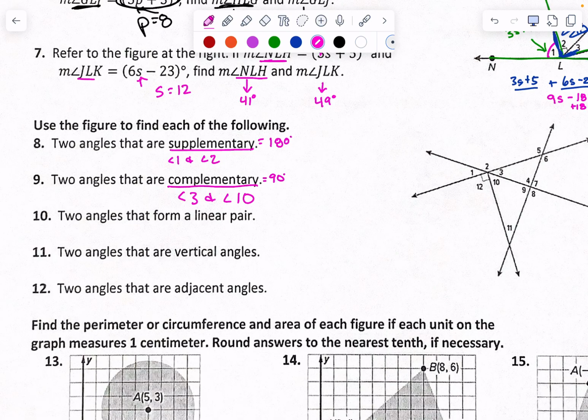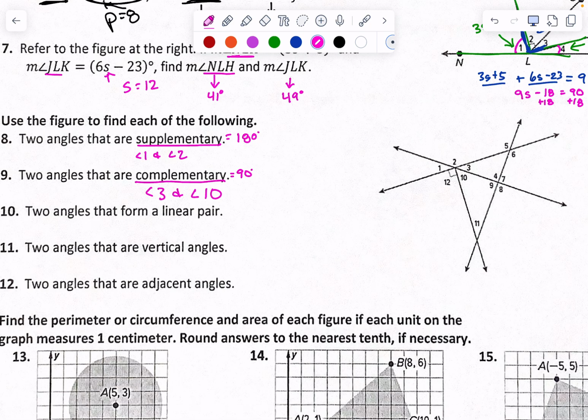Two angles that form a linear pair. Linear pair is on a straight line. So there's a lot of combinations. 2 and 5? Oh, 2 and 5, they have to be right next to each other. What would work? Would 9 and 4 work? Yeah? 5 and 6 won't because they have to be right next to each other. Would 7 and 8 work? Yep. Would 2 and 3 work? Would 1 and 2 work? Would 1 and 12 work?